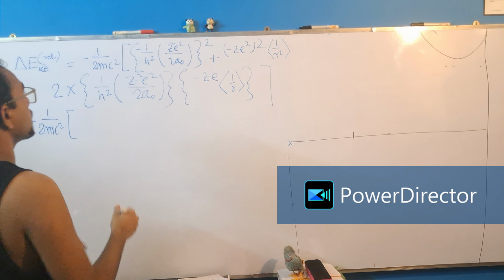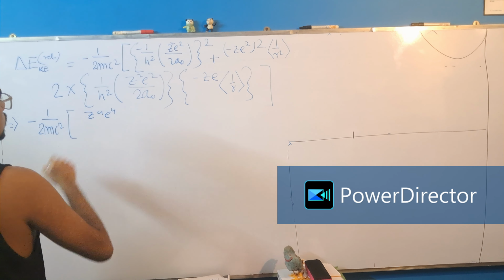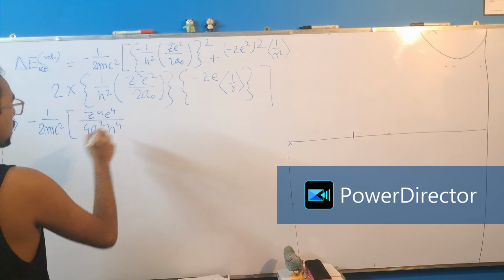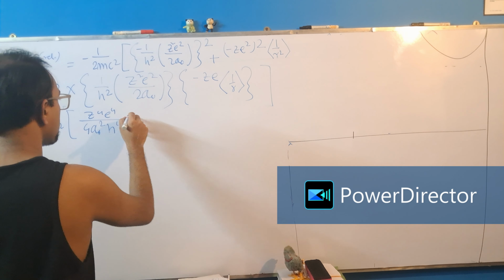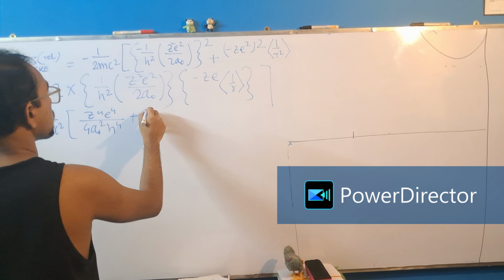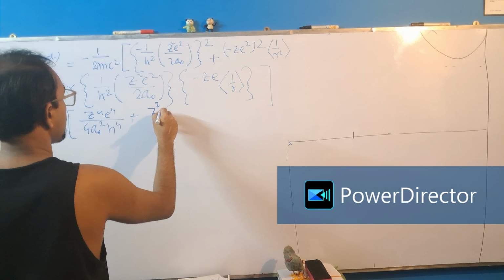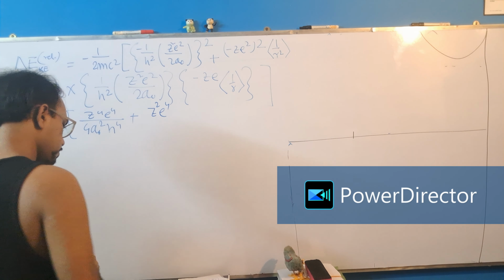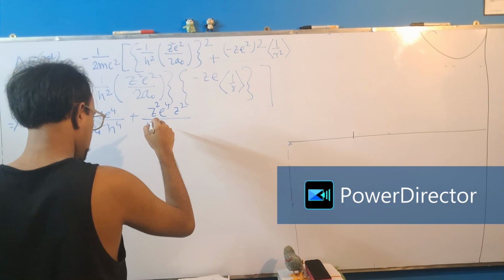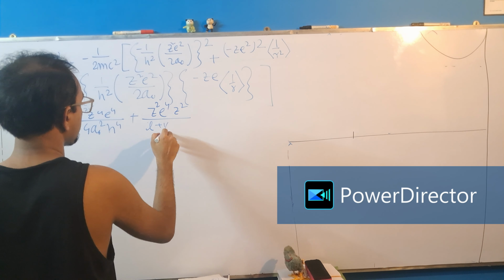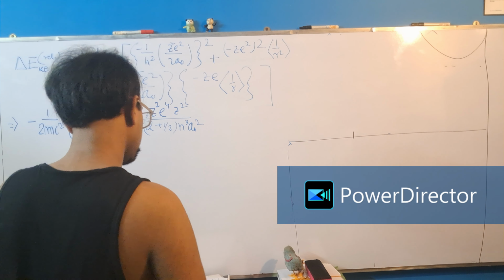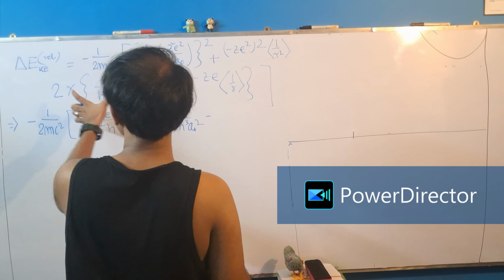and then this is Z^4 e^4 by 4 a naught square n to the power 4, plus the average of 1 by r square is, I will write this first, Z square, then e^4, then another Z square because of this 1 by r square, and then we will write (l plus half) n cube a naught squared, then minus this whole thing.